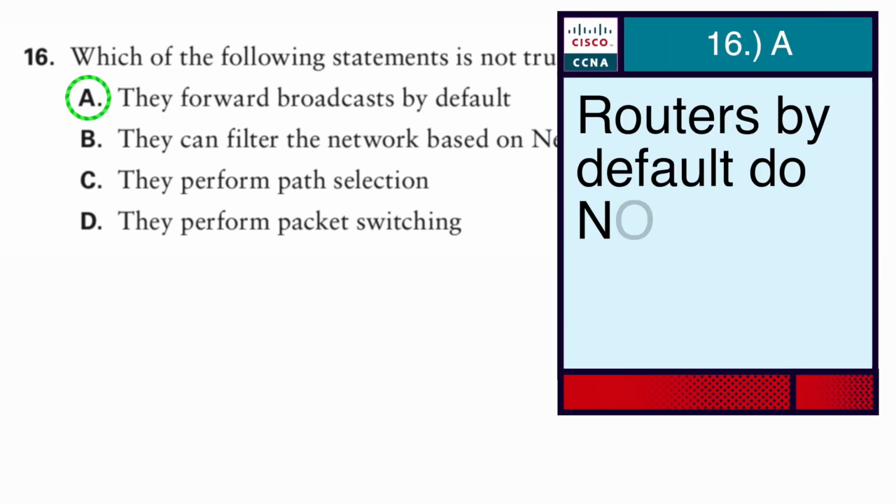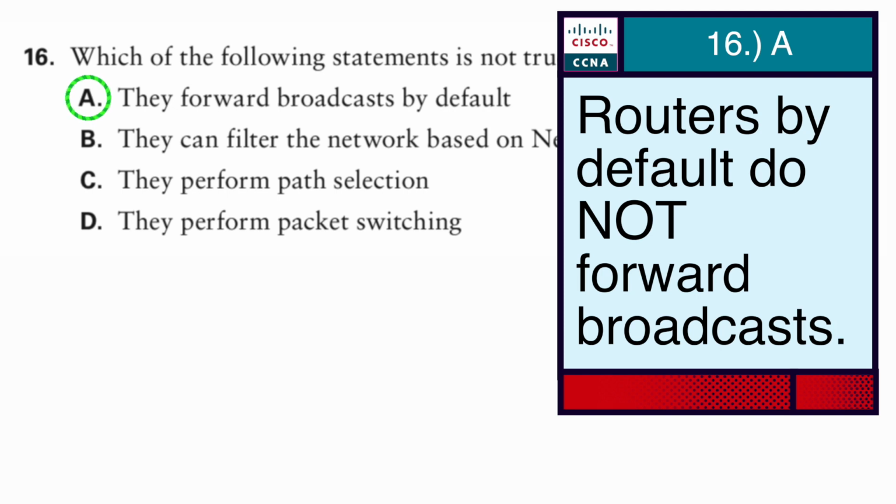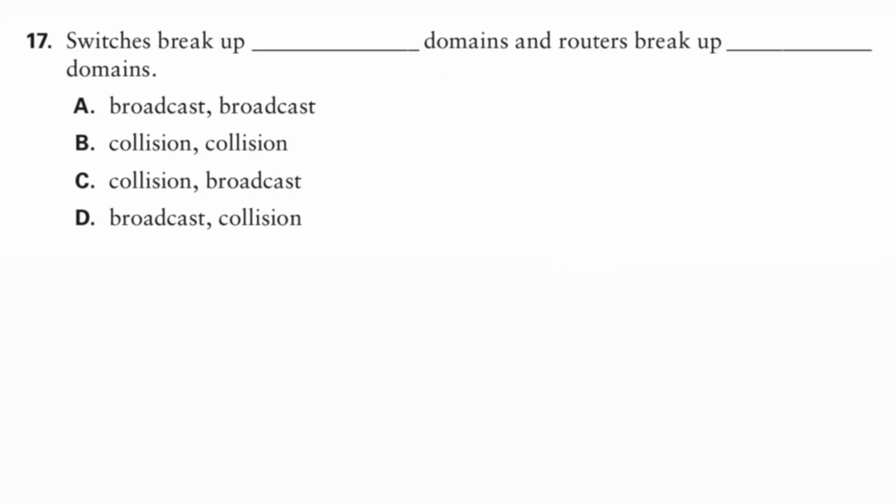The correct answer is A. They forward broadcasts by default. Routers by default do not forward broadcasts. Number 17, fill in the blank. Switches break up blank domains and routers break up blank domains. Is it A, switches break up broadcast domains and routers break up broadcast domains?